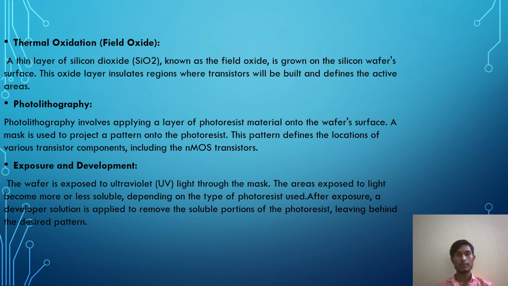Photolithography. Photolithography involves applying a layer of photoresist material onto the wafer surface. A mask is used to project a pattern onto the photoresist. This pattern defines the location of the various transistor components, including the MOS transistors. Exposure and development. The wafer is exposed to ultraviolet light through the mask. The areas exposed to light become more or less soluble depending on the type of photoresist used.